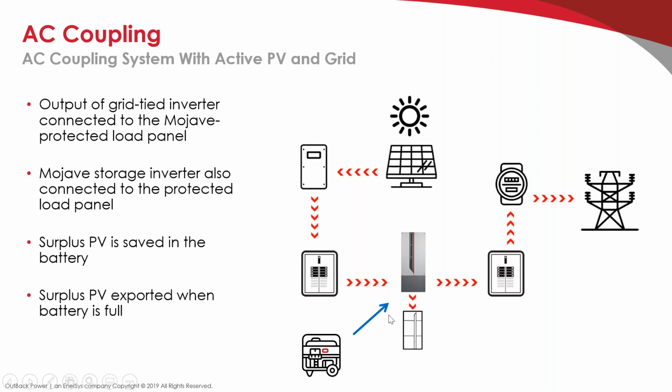Surplus PV is saved in the battery, meaning the PV that's not feeding the loads. The loads are being 100% served. The PV then will go to the Mojave, which will charge up the battery. And once the battery is fully charged, you're exporting to the grid. So in some respect, the Mojave acts as a bit of a pass-through. It certainly does when the battery's full and the loads are being served, so that the system can still net meter or turn back the meter, or feed the PV meter, whatever.